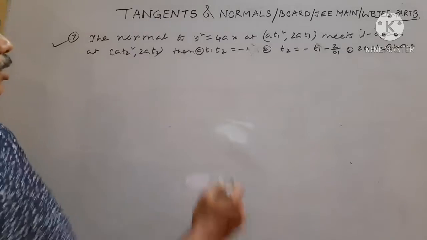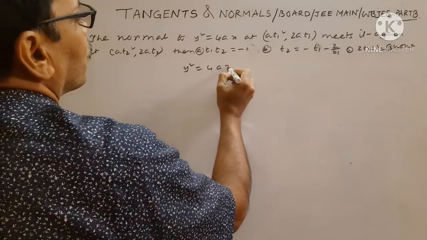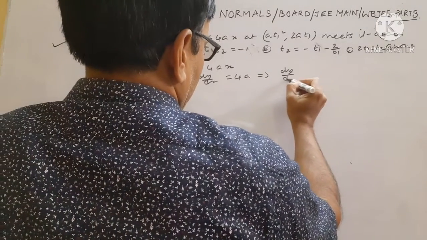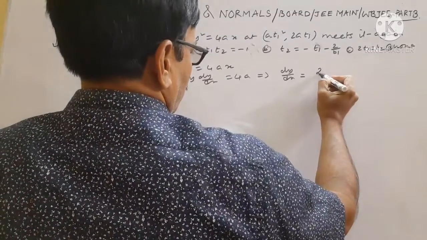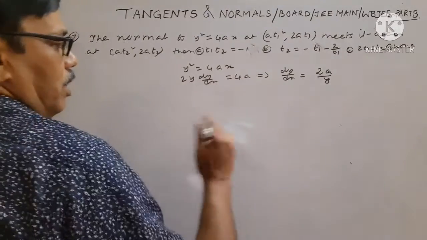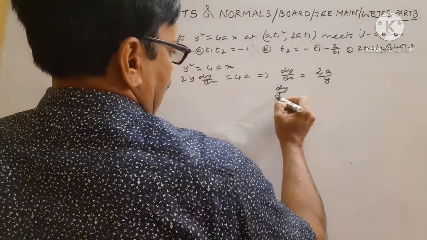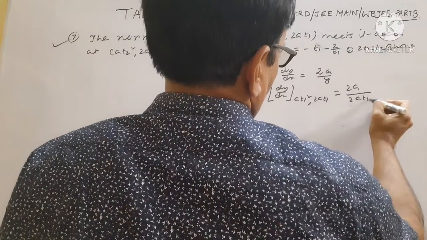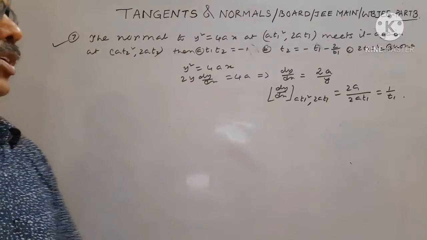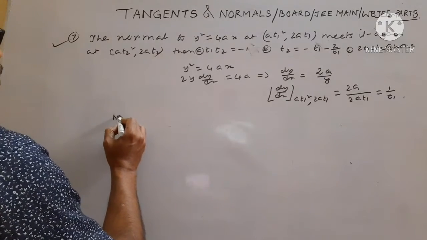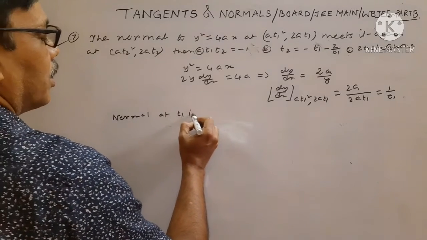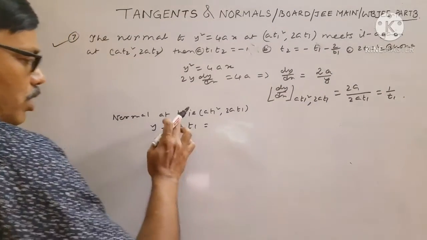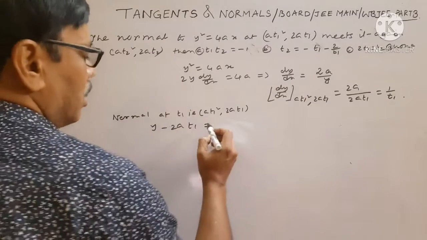So for the normal, we find dy by dx. So 2y dy by dx equals 4a, which implies dy by dx equals 2a by y. So dy by dx at a t1 square, 2a t1: 2a by 2a t1 is equal to 1 by t1. So this is the slope. So what is the normal? Normal at t1, that is a t1 square, 2a t1. So y minus 2a t1. In some books it is written t1, that is why I am writing this in this format.